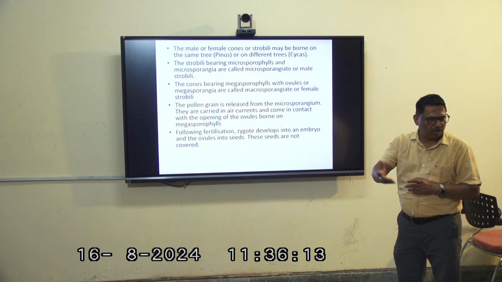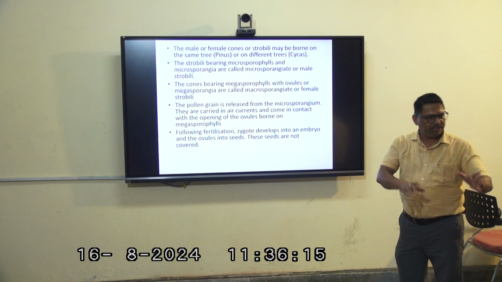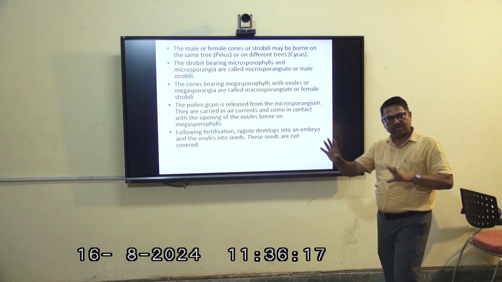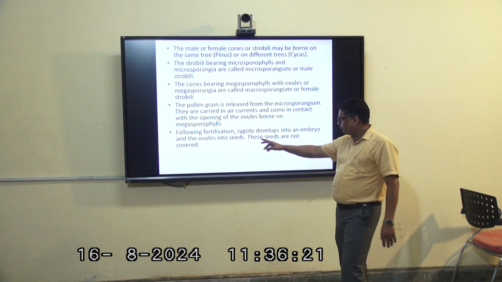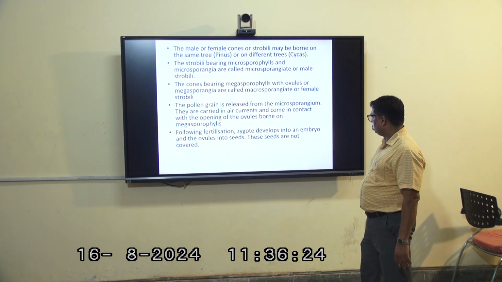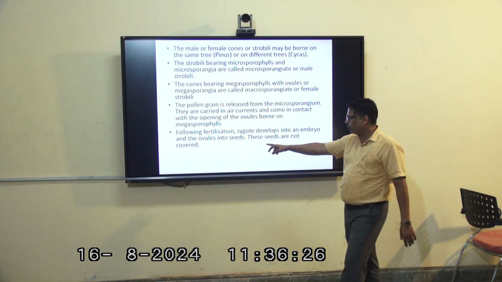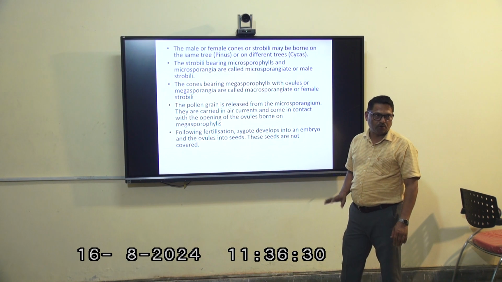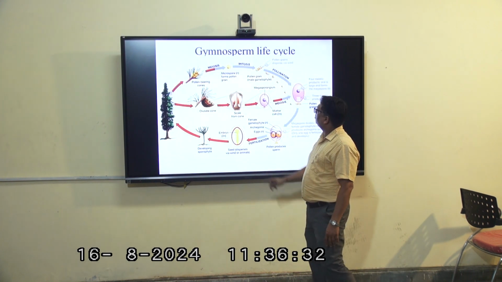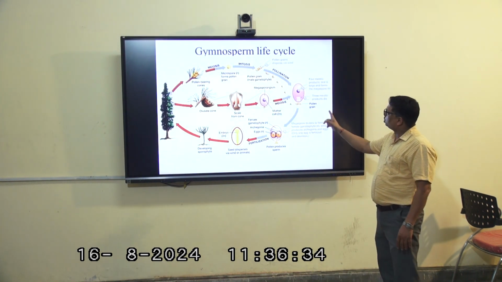Likewise, the process goes on in the angiospermic plant. These are the most common examples which occur in gymnosperms and angiosperms. And finally, after fertilization, the zygote develops into an embryo and the ovules make the seeds. The seeds are not covered. This is one important feature of the gymnosperm. And this is the gymnosperm life cycle.